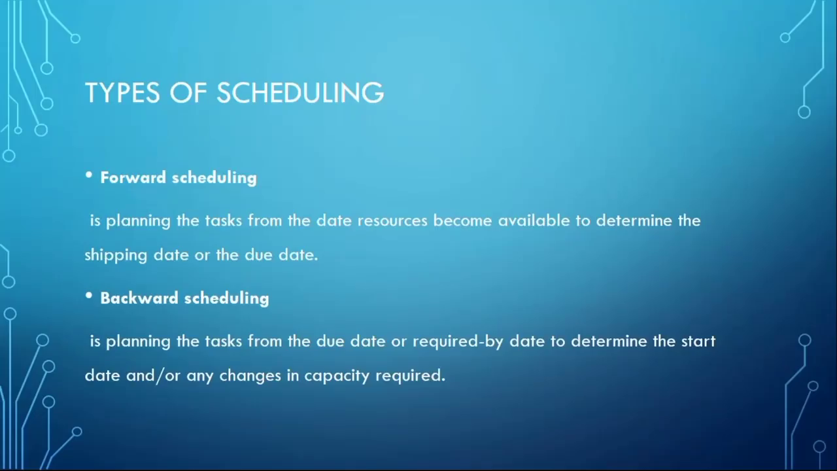The backward scheduling is planning the task from the due date. That is, if it's going to start on the 6th, you are actually starting your activity on the 6th, whether the resources are available or not. Okay, so you are required by date to start a particular task. So you have to wait until that date arrives. That kind of schedule is referred to as backward scheduling.